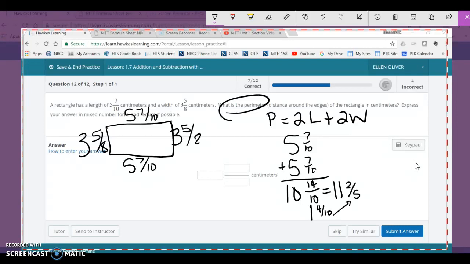All right, now I'm going to add 3 5/8, 3 5/8. So that's 6 10/8. That becomes 1 2/8. So that's 7. 2/8 reduces to 1/4. So now I need to add 11 2/5 and 7 1/4. Let's see if I have room.